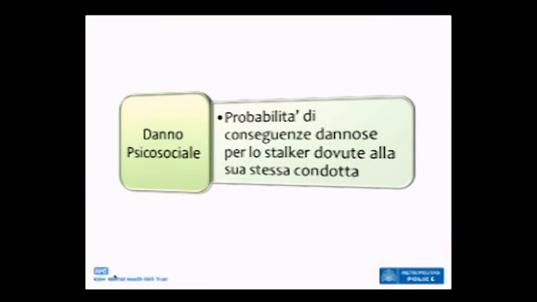We then have the risk of psychosocial damage. By this, we mean the likelihood of the stalker suffering loss of family, loss of job, loss of home, because when somebody loses everything, they have nothing left to lose, and they are therefore more dangerous and more likely to behave in violent and difficult ways.